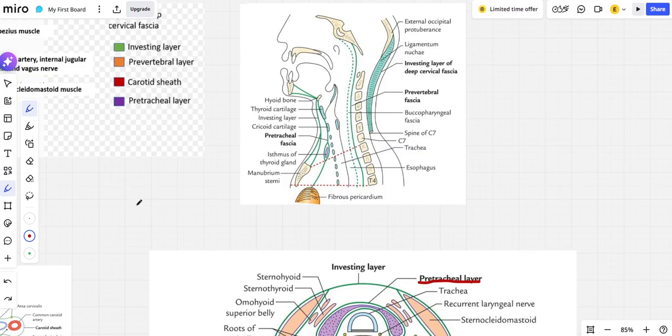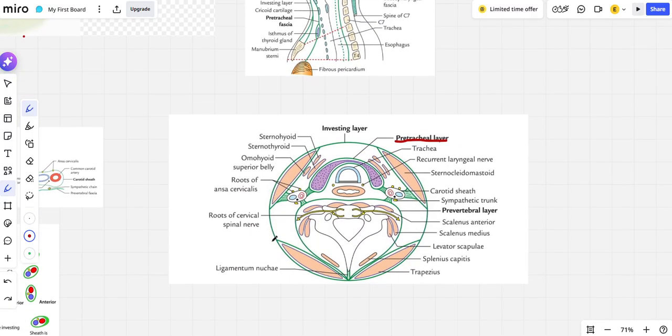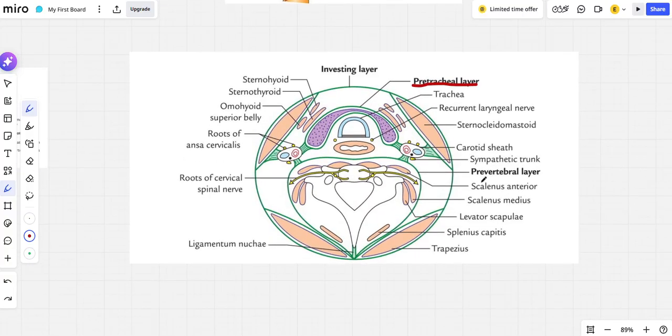Okay. Then we have the prevertebral layer, right? Now the prevertebral layer by its name is around the vertebra. The prevertebral layer surrounds the vertebral column, the deep neck muscles, the scalene muscles, and the prevertebral muscles. So can you see this is your prevertebral layer? Right? It's enclosing all these deep muscles.